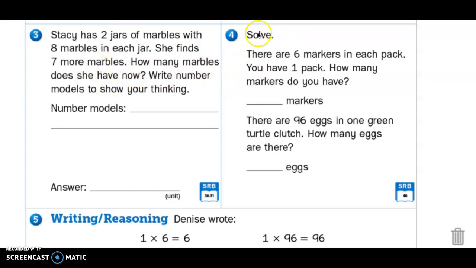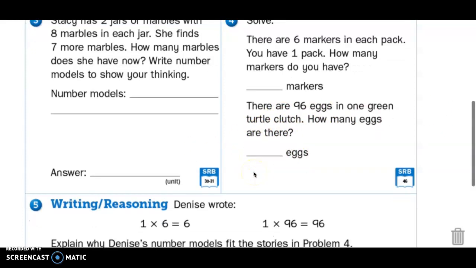Number 4, it says solve. There are 6 markers in each pack. That means one pack has how many? It says you have 1 pack. How many markers do you have? Blank markers. There are 96 eggs in 1 green turtle clutch. How many eggs are there? If you just have 1 turtle clutch, how many eggs are there?